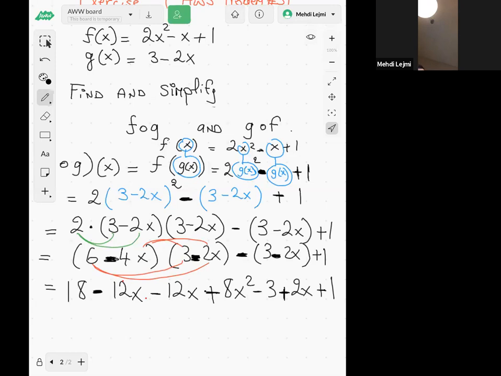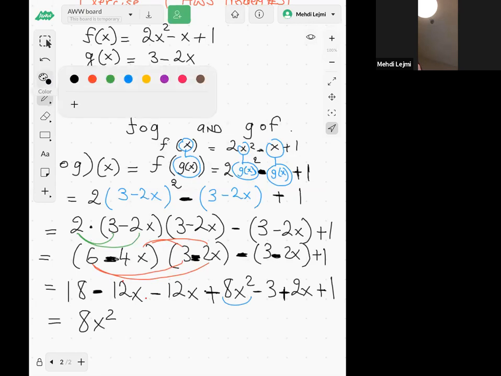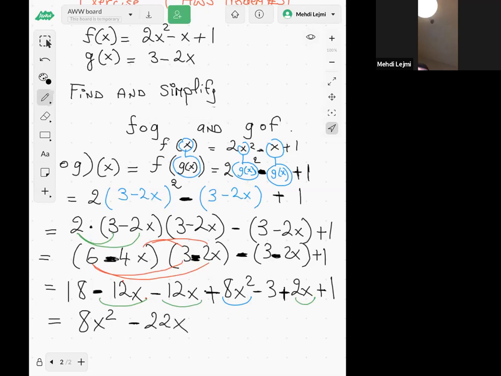Okay. All right, now we can try to simplify. So let's see how many x squared. We only have 8x squared. Okay, so that's 8x squared here. Now, how many x's? So let's see x's. We have minus 12x, that's minus 24, minus 24x, and there is this plus 2x, that will be minus 22x. So we have minus 22 x's. Now, what about the constant? We have 18 minus 3, that's plus 15, plus 1, right? So that will be plus 16.